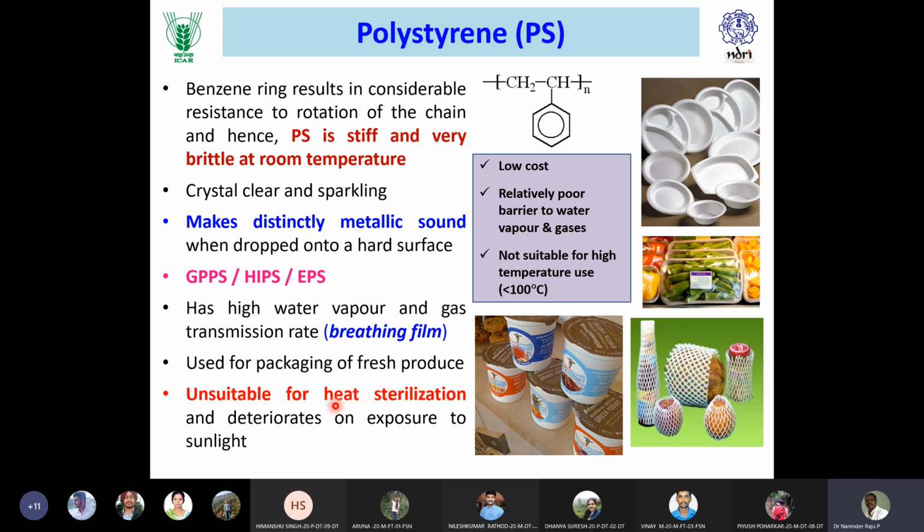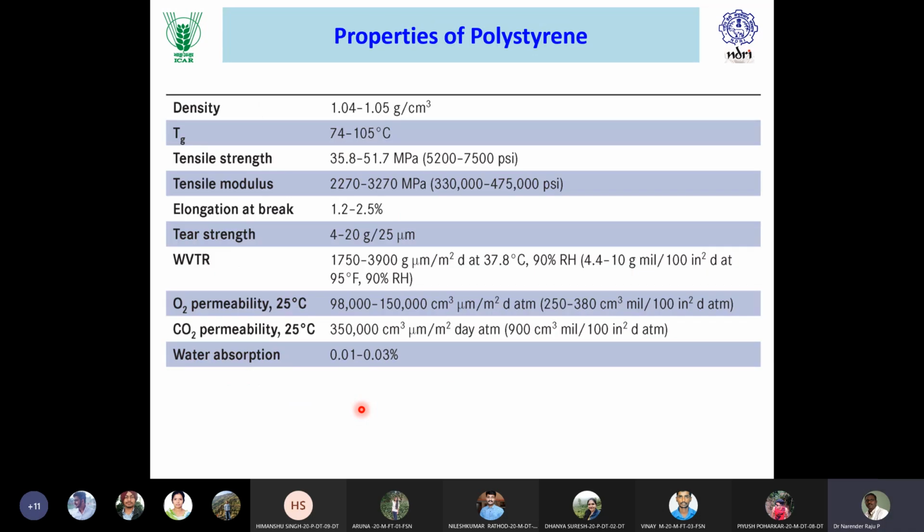Because the temperature of processing and the melting point is less than 125 degrees centigrade, most of the time it is used neither for high temperature applications nor for heat sterilization temperatures. This slide gives you an idea of the other properties. Now you can look at this material.